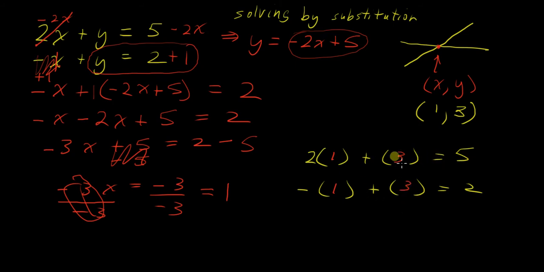Okay, is this true? 2 times 1 is 2. 2 plus 3 is 5. Yes, this one is true. What about this one? This is negative 1 plus 3, or when I see a positive and a negative, I like to say the positive one first. I'd rather think 3 minus 1. But you could think negative 1 plus 3 if you like. But 3 minus 1 is 2. And we have found the xy pair that would make both of these equations true.